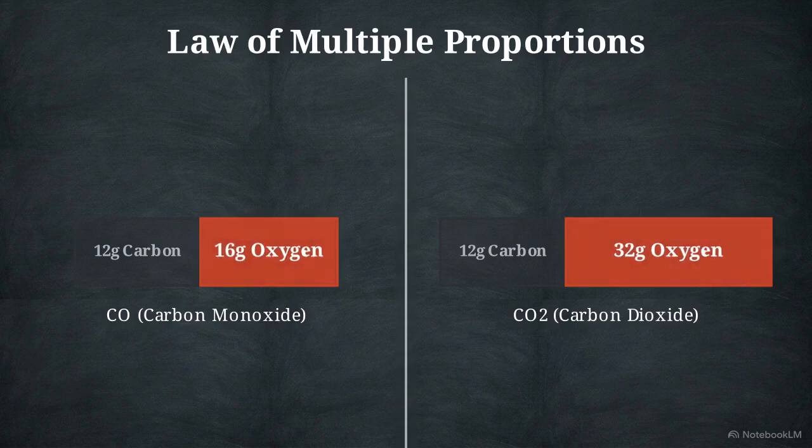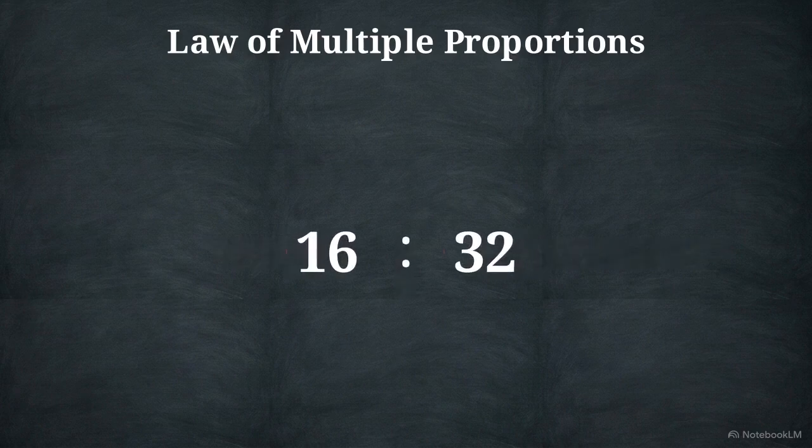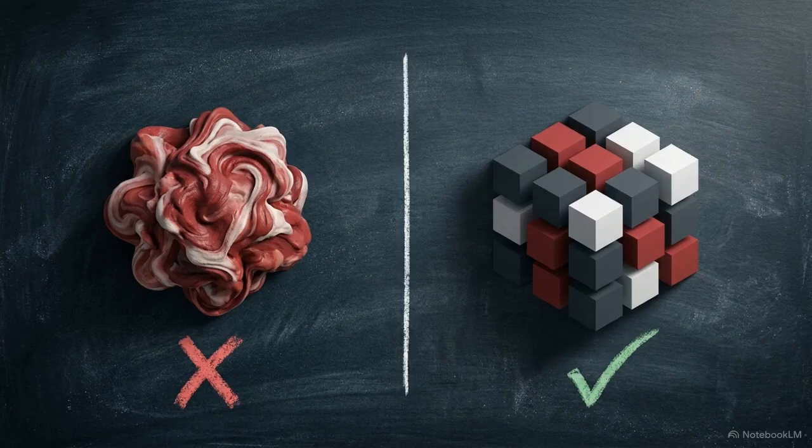While the mass of carbon remains fixed at 12 grams, the differing masses of oxygen, 16 and 32 grams, bear a simple whole number ratio to each other. It simplifies to exactly 1:2. These specific weight ratios demonstrate that matter doesn't mix as a continuous paste. It combines in quantifiable, predictable blocks.